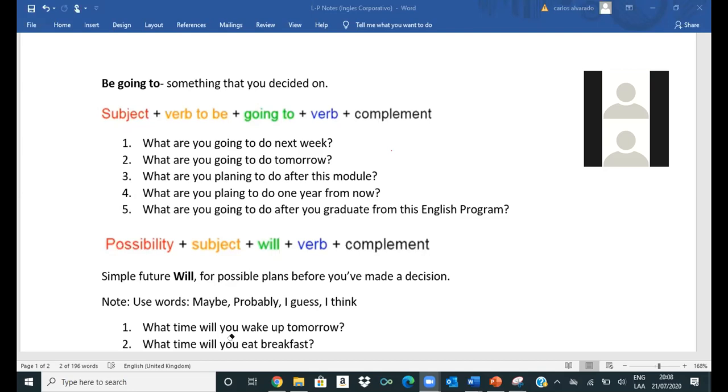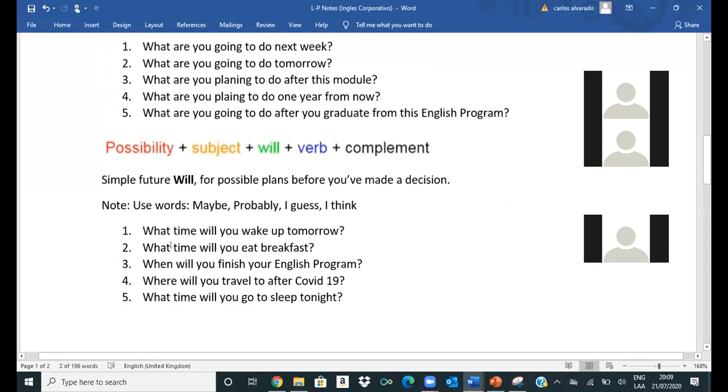Very good. Okay, Andrea, what are you going to do after you graduate from this English program? I actually don't know. I mean, there's not like a purpose after finishing this, so I don't know. Okay. Maybe you have an idea, for example, you want to study another language. Then you can say, maybe I will start studying another language. Yes, very good. Okay, excellent.